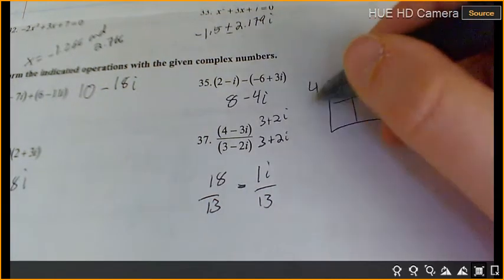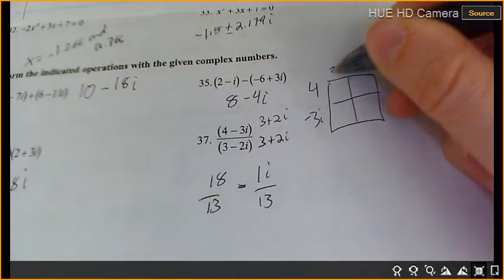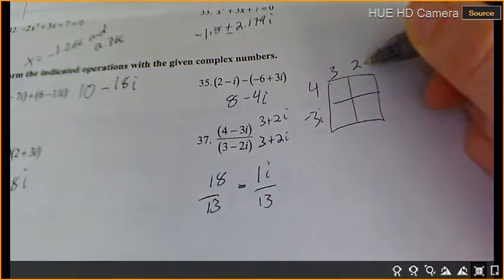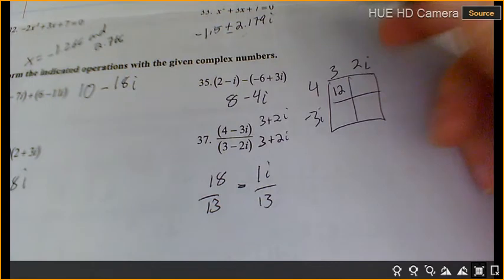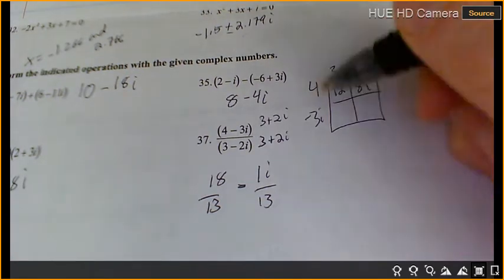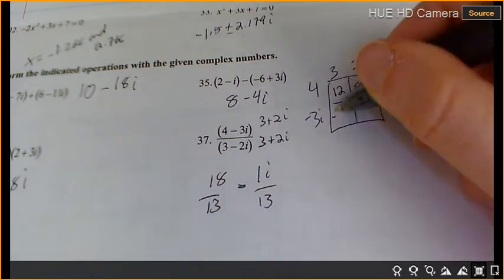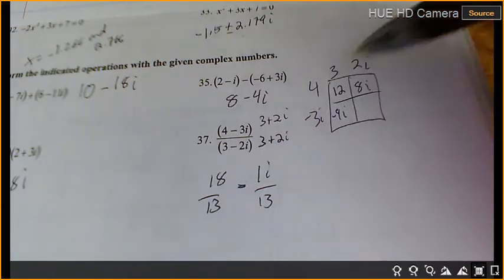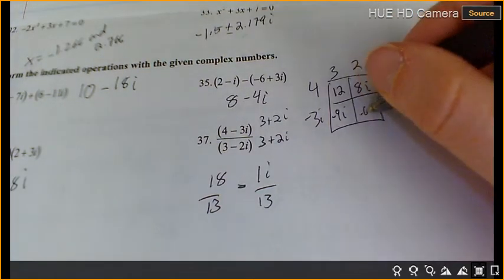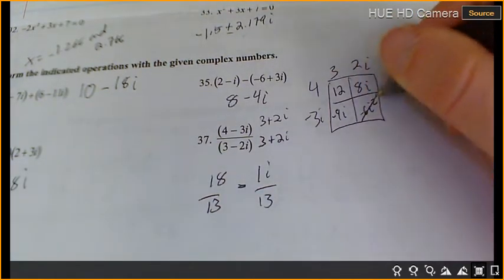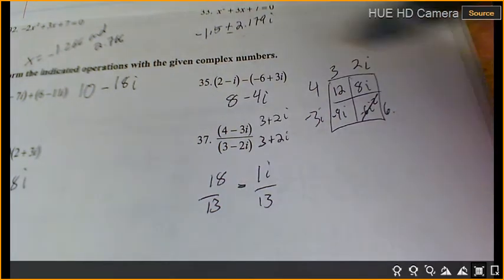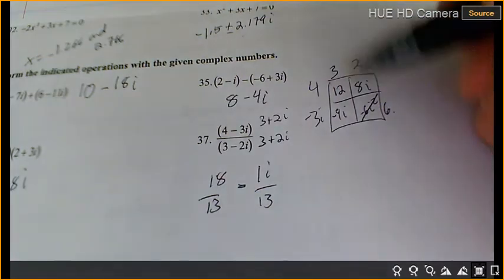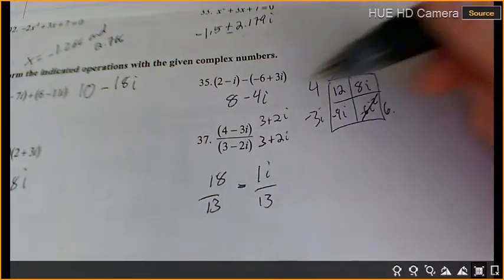Okay, so I'm going to do the top first. I have 4 and -3I, and 3 and 2I. 4 times 3 is 12. 4 times 2I is 8I. -3 times 3 is -9I. And -3 times 2 is -6I squared, which becomes 6. 12 plus 6 is 18. And -9 plus 8 is 1.